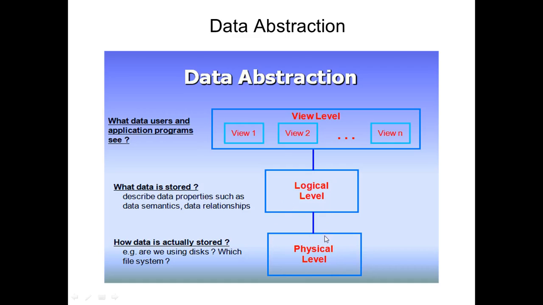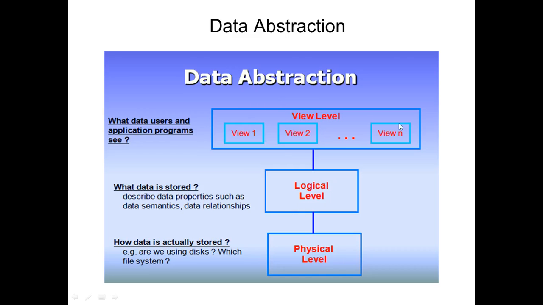Then second, the upper level from physical level is the logical level. Logical level is also called the conceptual level. It describes what type of data is stored in that particular database, and it also describes what type of relationships exist among the data stored in the database. Means in case of physical level, you are showing how the data is stored. In logical or conceptual level, you are showing what type of data is stored.